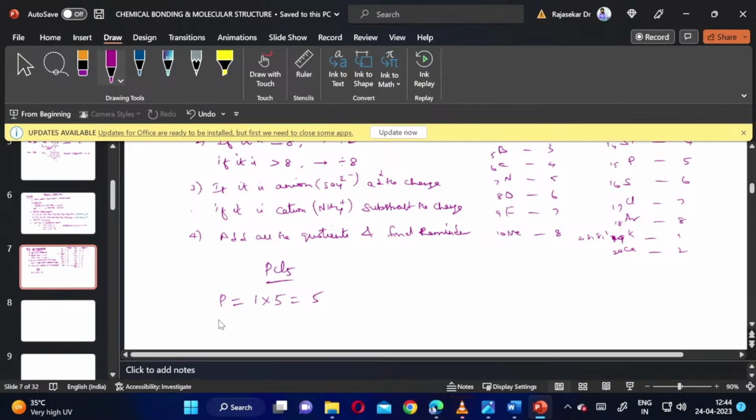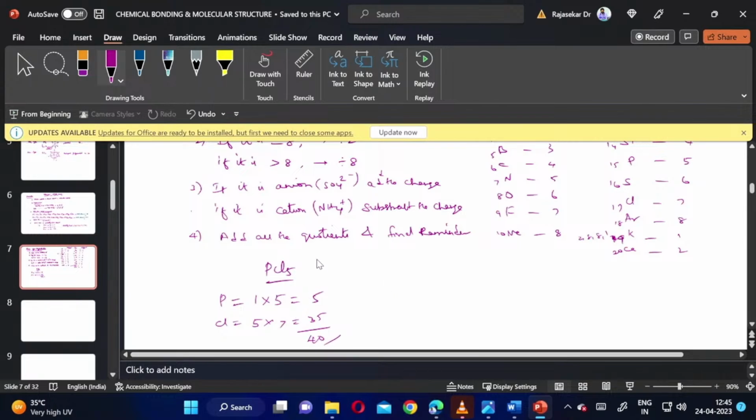I'll explain once again. Just listen. Chlorine has 5 atoms, and the chlorine valence electron is 7. So 5 into 7 is 35. Totally we have 40.